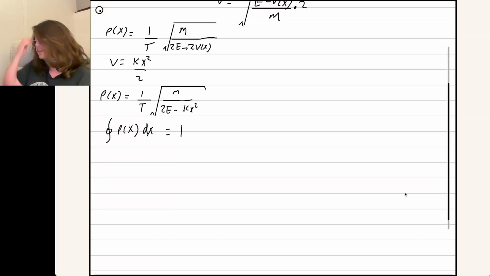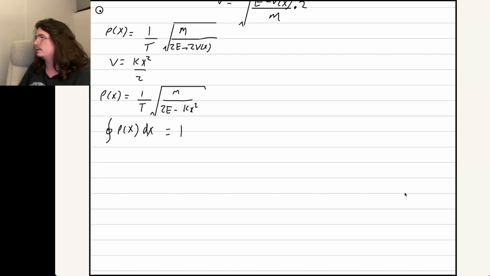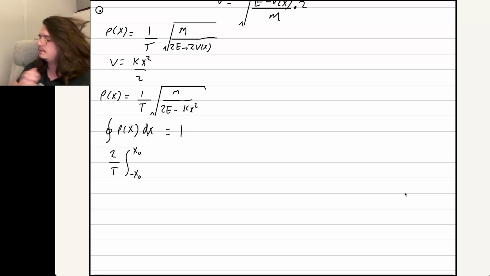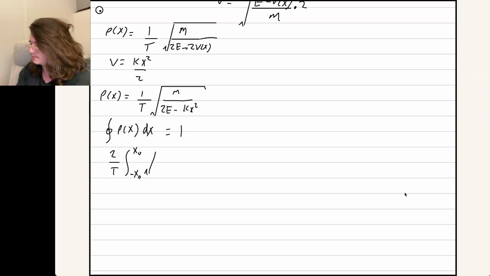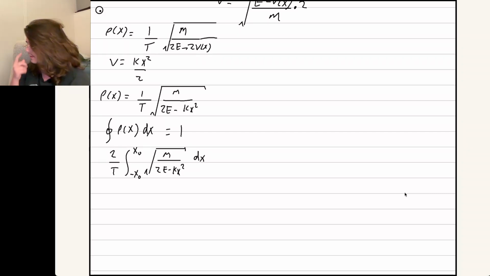Now, a full cycle for an oscillator like this is going out and back again one time. So half of the cycle is just going out. So if we just multiply by 2, then the integral from its starting position, one extreme to the other extreme, of the probability distribution, so it's root m over 2E minus kx squared over 2, dx. We should find that that's equal to 1. So how are we going to do this?